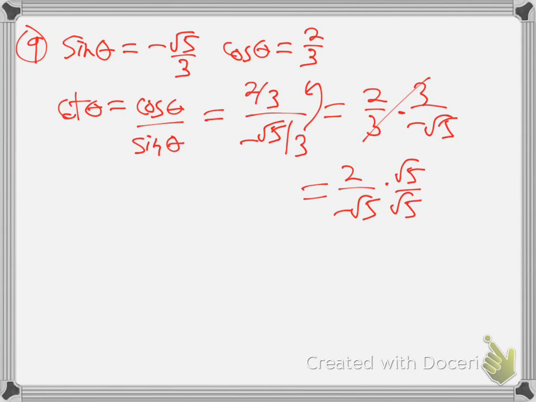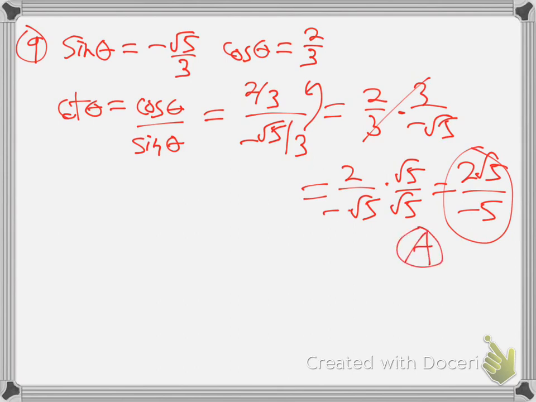Multiply top and bottom by root 5. 2 root 5 over minus 5. That's a negative sign right there if you can't tell. So there we go. Negative 2 root 5 over 5. Looks like option A there. All right, let's go on to number 10.